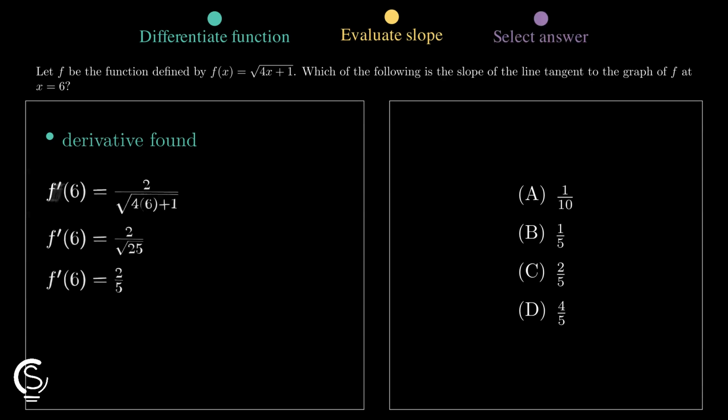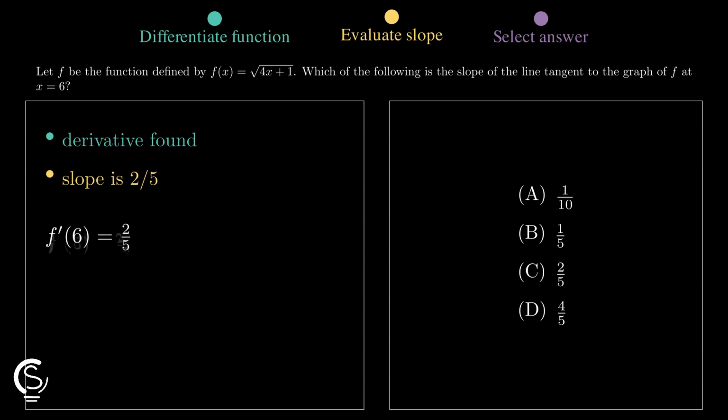Comparing our result to the given choices, we see that 2/5 corresponds exactly to option C. We have successfully determined the slope of the tangent line at the point.